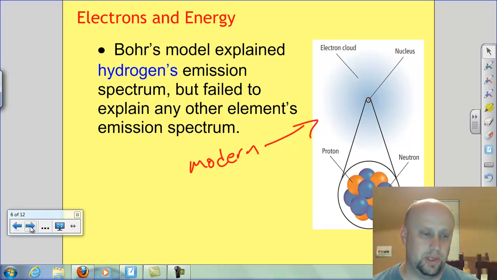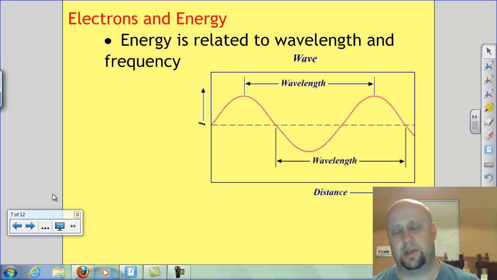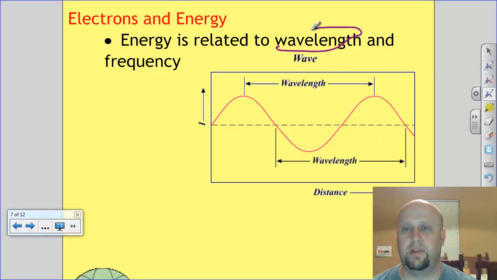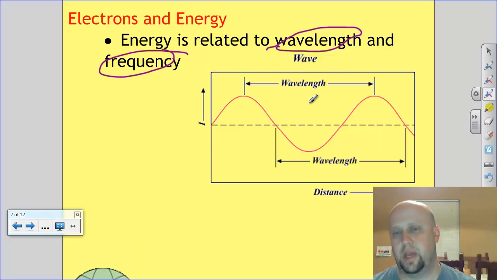But what does that have to do with this Bohr model that we've been talking about? Well, let's see if we can relate this to energy in the electrons. We need to learn a couple of quick terms. The terms that are really important to us here are wavelength, that was some awesome circling, and frequency. This is what wavelength is. Wavelength is just what it sounds like. It's the length of a wave.